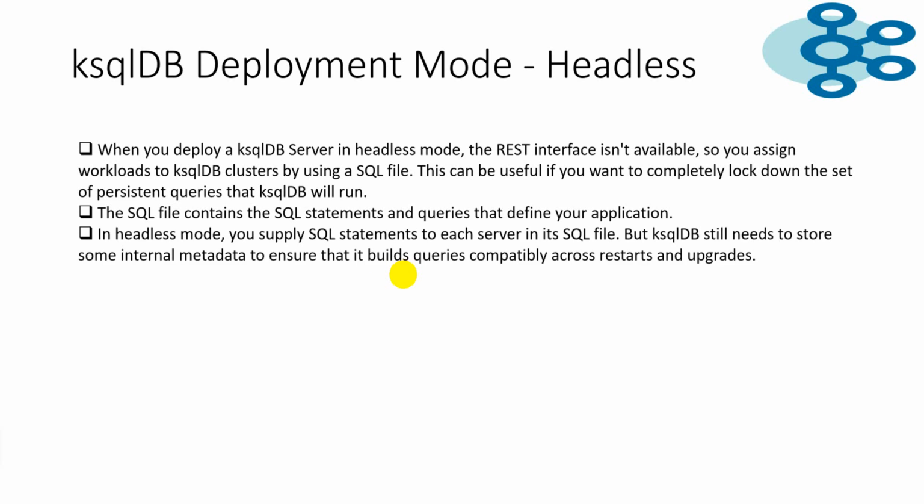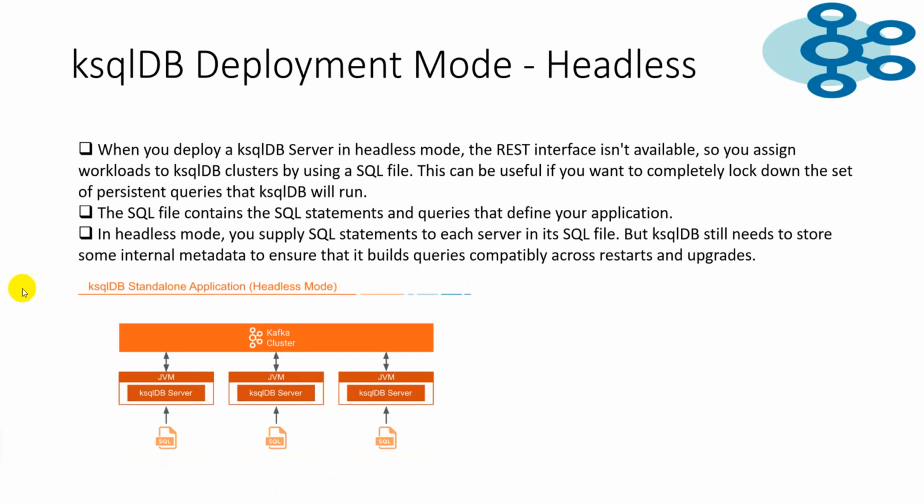In headless model, you supply the SQL statements to each server in its SQL file. But ksqlDB still needs to store some internal metadata to ensure that it builds queries compatibly across restarts and upgrades. As you can see, this figure shows that once we deploy the ksqlDB server in headless model, the client will not connect to the ksqlDB server by REST API because the REST interface isn't available. Okay.